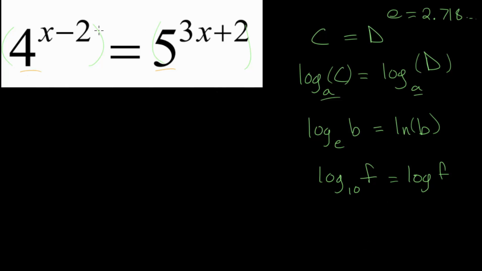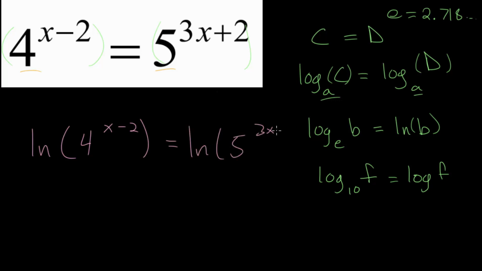So let's use the natural log here. We will put these two sides of the equation as inputs of natural logs. We'll have the natural log of 4 to the x minus 2, and this is equal to the natural log of 5 to the 3x plus 2. And like I mentioned, we are, in some sense, just taking a natural log of both sides of the equation. But from here, we can use logarithm properties to rewrite our equation.